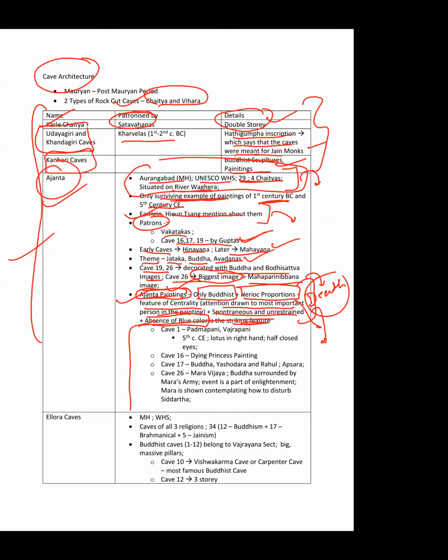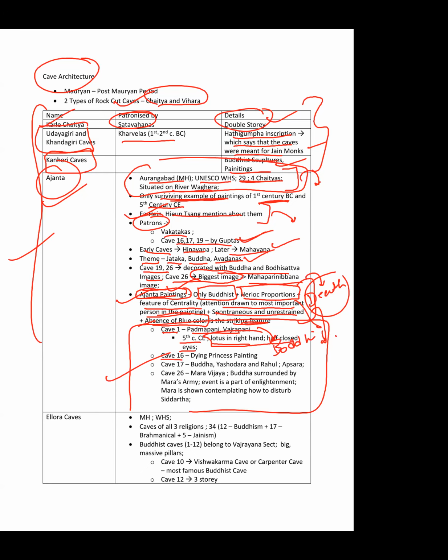Now these are the specific caves and the paintings which have been found there. In Cave 1, you find the paintings of Padmapani and Vajrapani. Who are these? Forms of Buddha. Right, Bodhisattvas, right? They belong to the 5th century CE, having the lotus in the right hand and half-closed eyes, right? Two or three details, just so the examiner knows that you know the details, right? You cannot remember 5-6, but you should not go without any detail. So this is the optimum you need to remember.